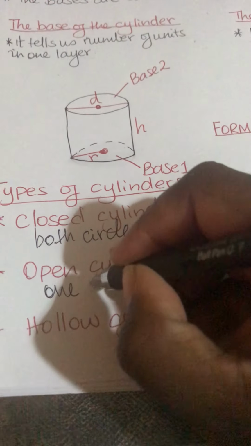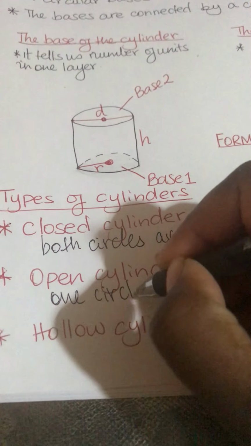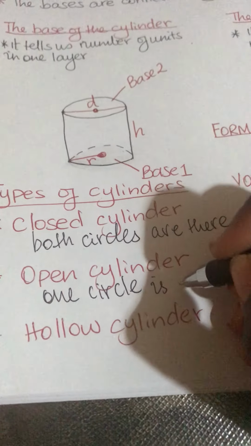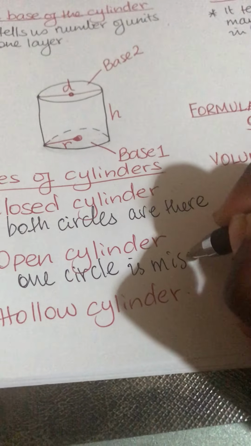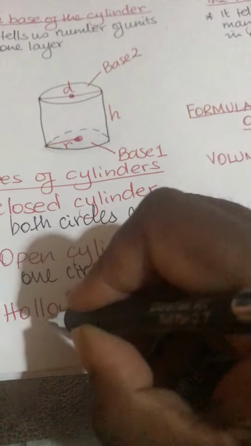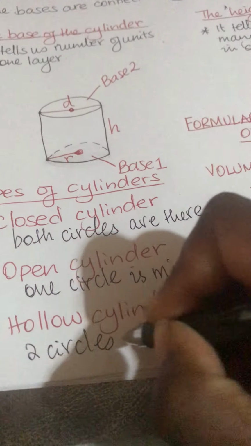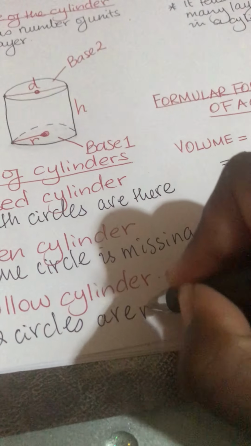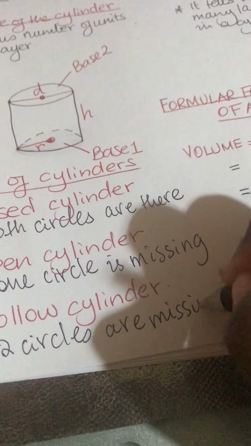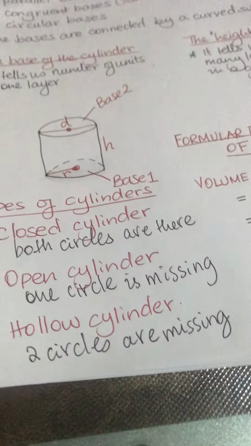One circle is missing. And here, 2 circles are missing. Okay?